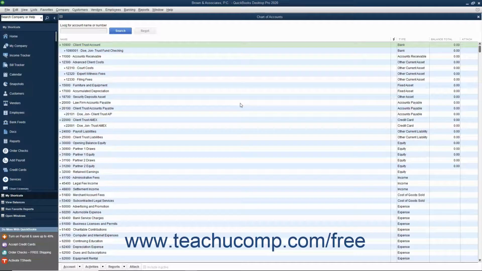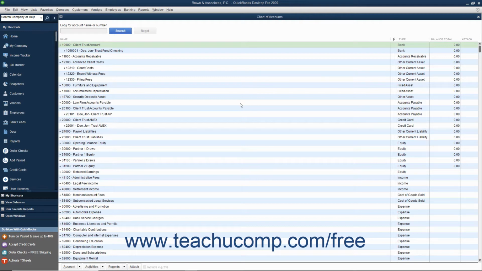www.teachucomp.com/free. In this chapter, we will review the processes that often occur within QuickBooks when dealing with a trust account. One type of trust account used by many legal professionals is an IOLTA, or Interest on Lawyers Trust Account. Most lawyers use an IOLTA account to hold client funds separately from their own funds. An IOLTA account is an interest-bearing checking account.